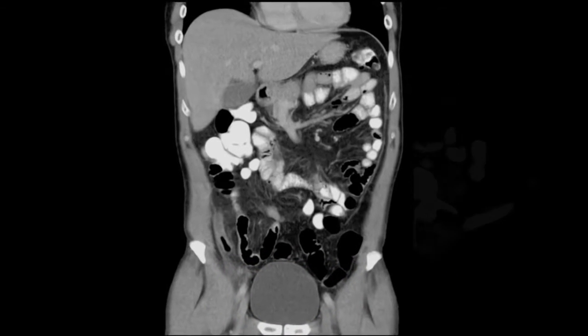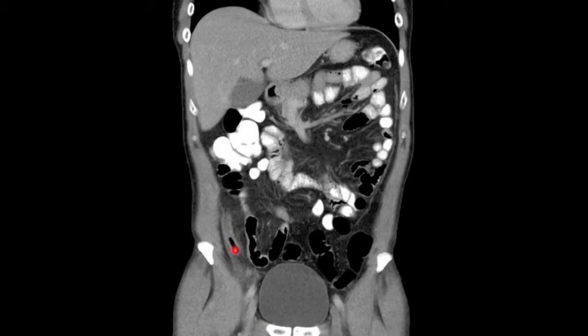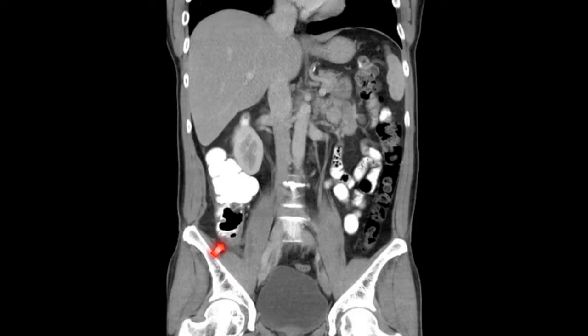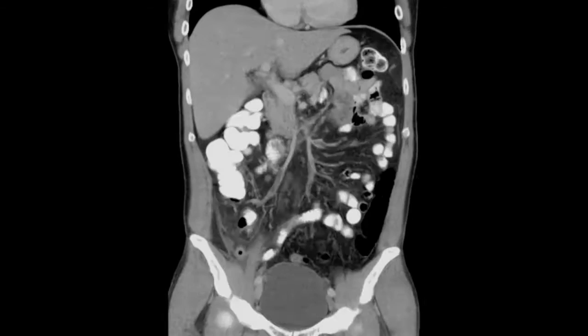We're going to begin by looking at the coronal images. And you can see here in the right iliac fossa that there is a blind-ending tubular structure. And as we follow it back, we can see that it arises from the base of the cecum, consistent with it being the appendix.